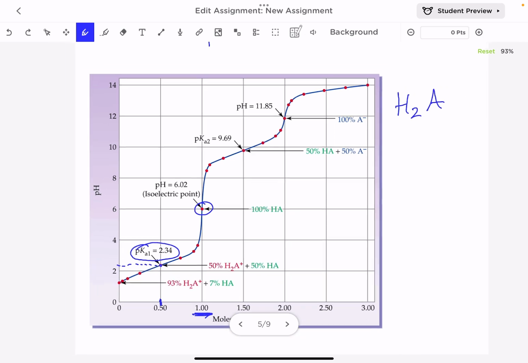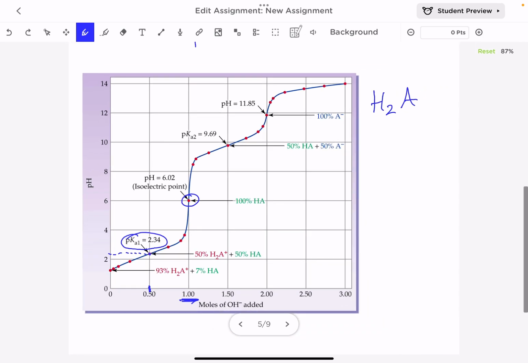Now, if I want to determine the second pKa, I look at the second equivalence point. The second equivalence point is over here. But we don't look at half of 2. From the first equivalence point to the second equivalence point, we take half the quantity. And half the quantity is a point over here. And this is how we determine the second pKa.